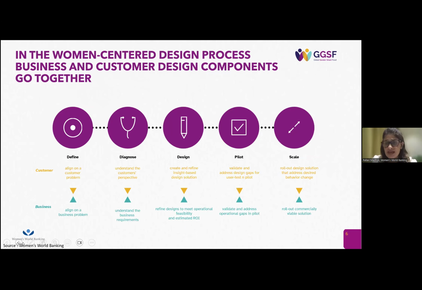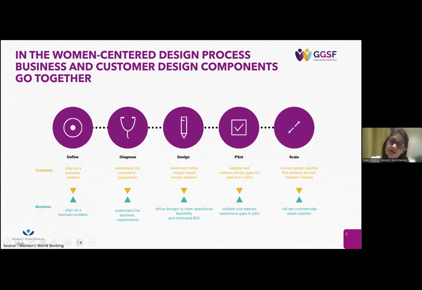And so it really helps us understand how we achieve the end state. These are the 5 steps. The first is the define step, then the diagnose, the design, the pilot, and the scale. And in each of the steps, what we're looking to do is fulfill both the customer objective and the business objective simultaneously. For example, at the define stage, while we're looking to align on the customer problem, we also want to solve the burning business problem.